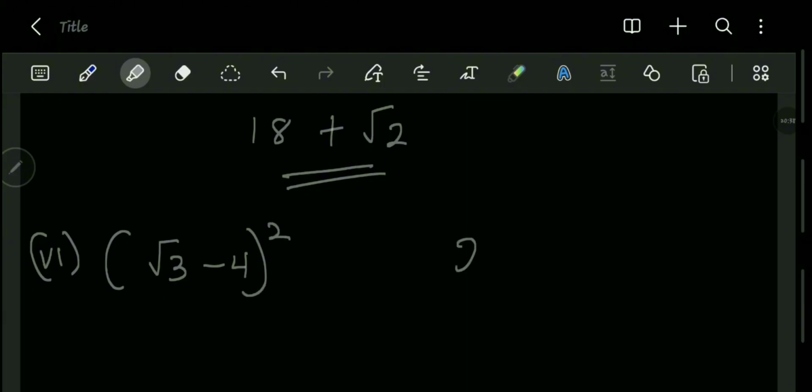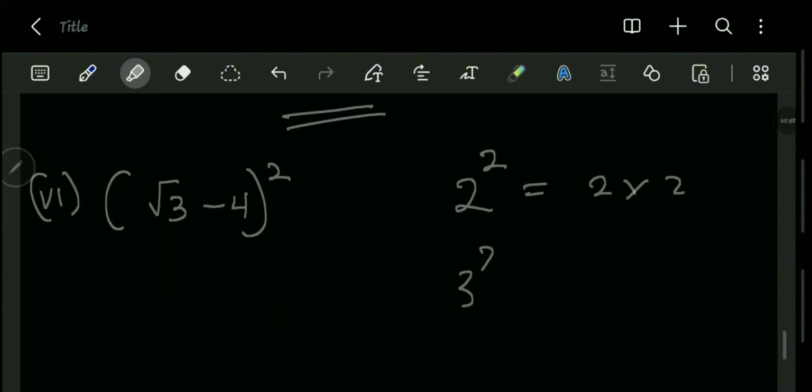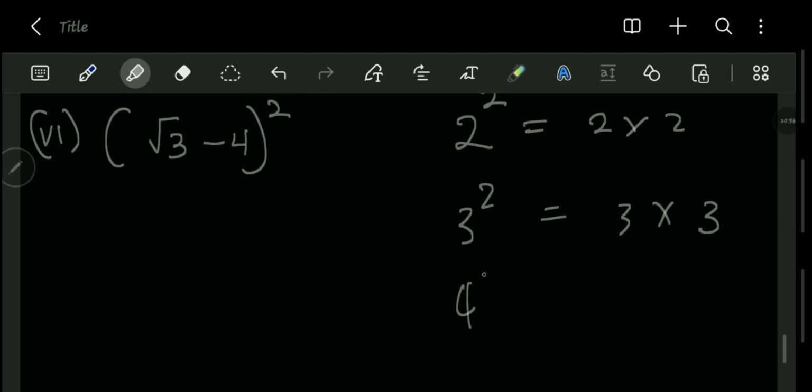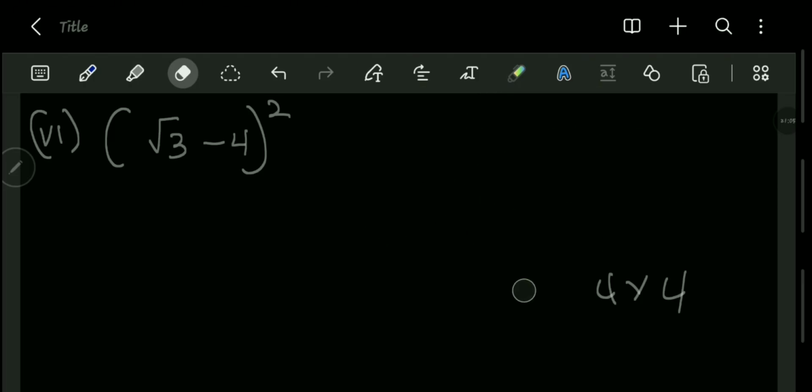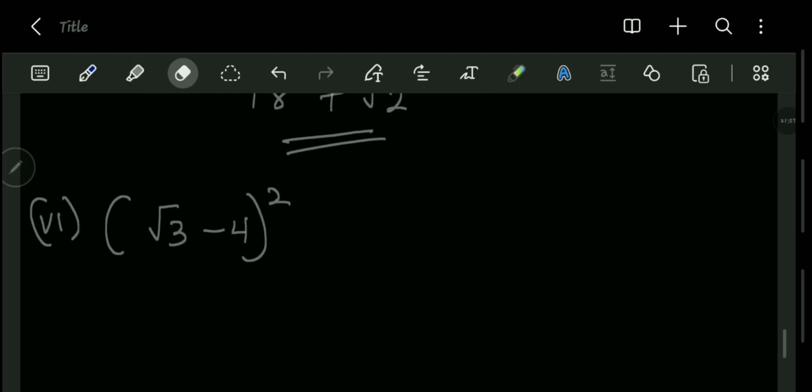Whenever you are having 2 to power 2 or something to power 2, what you are asked to do is to express that number in two places. So I'm having 2 times 2, right? If you're having 3 to power 2, you have to express this number in two places, that is 3 times 3, right? Not 3 times 2. Don't make that mistake. If you're having 4 to power 2, you have to express this number in two places, that is 4 times 4, right? So having understood that, we're asked to express 3 minus 4 in two places.